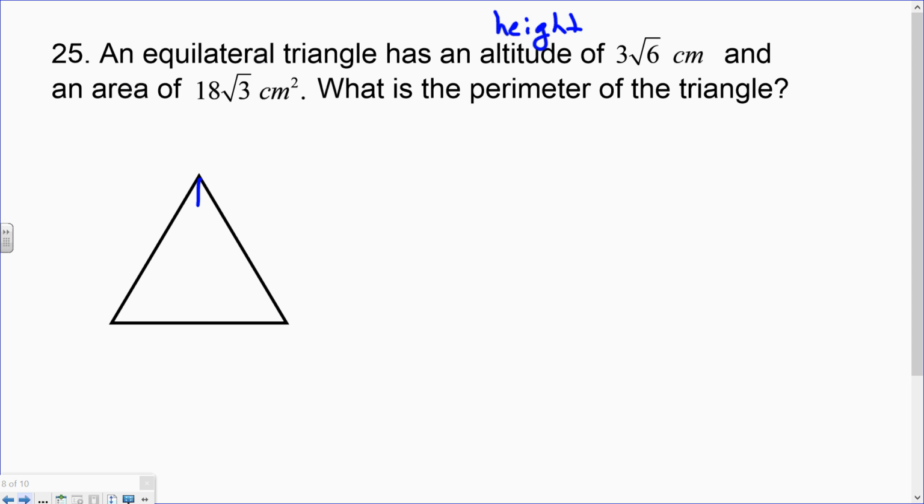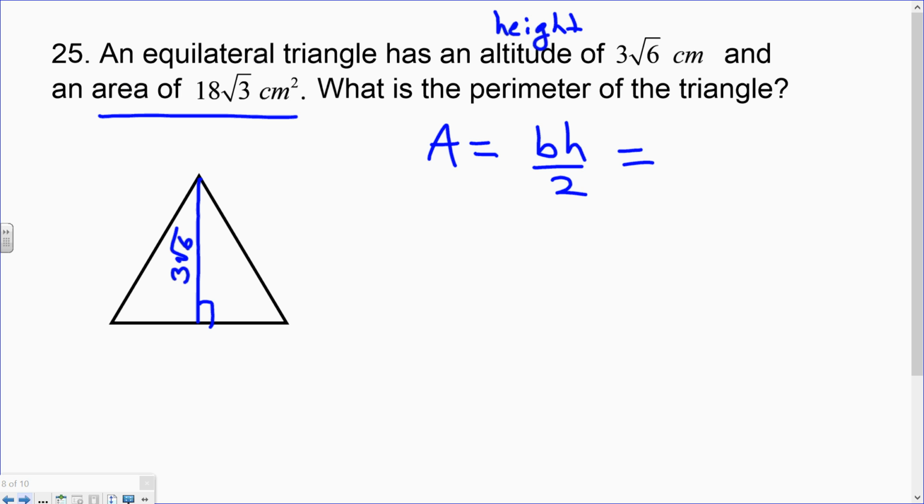So I can put in here that this is, if I make that a right angle, 3 root 6. And then let's see, I know I've got an area of 18 root 3. So I know my area formula for a triangle is base times height over 2. And I know that that is 18 root 3. And let's see, that means this will be my base. And I need to find the perimeter.